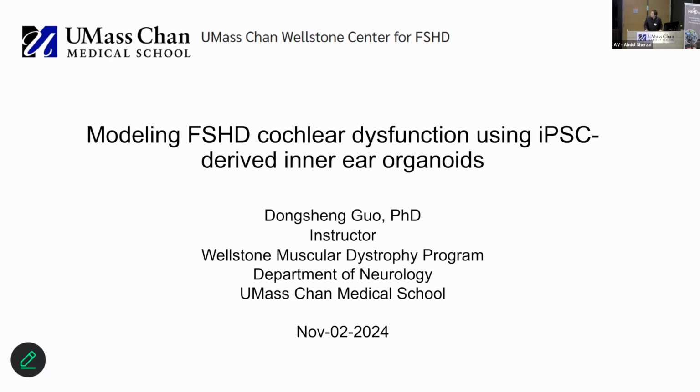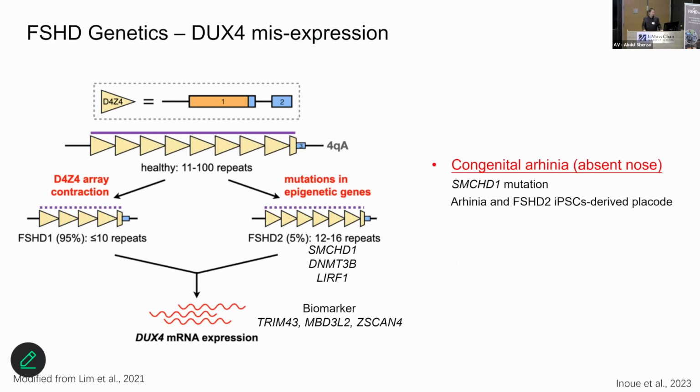It's different from muscles. It's using FSHD iPS cells to model patient hearing loss. We all know that FSHD is caused by DUX4 misexpression in muscle cells. Last year a report showed that congenital arrhythmia is also caused by DUX4 misexpression. So this means that DUX4 still has some unknown function in some diseases.